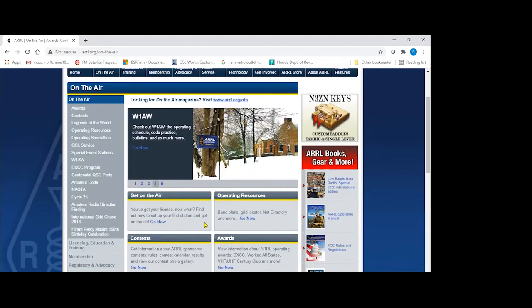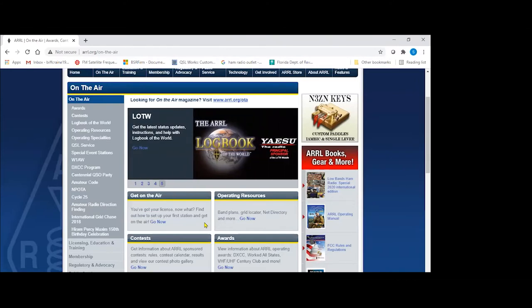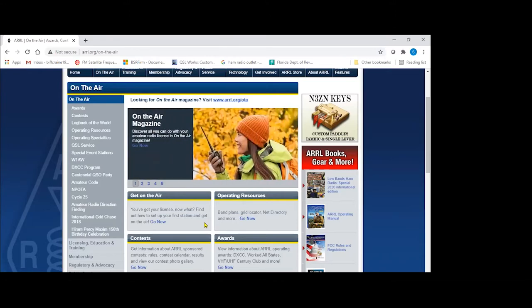And I met the woman who is the editor of it, and really has got the magazine off on a good foot, and it has a lot of good information, a lot of good stuff for you. Where else can you get knowledge?